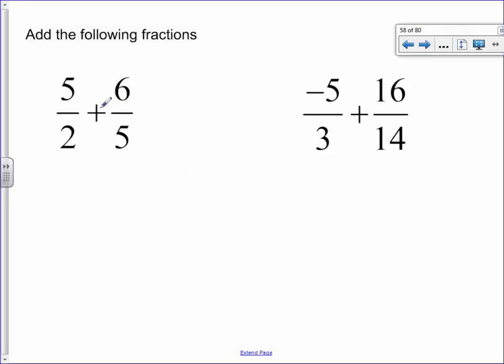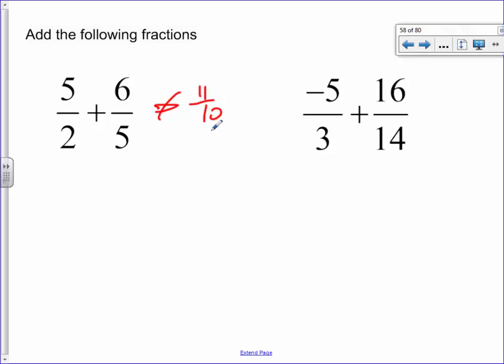Okay, to add these fractions, first let me show you what you cannot do. The correct answer is not 11 over 10. You can't take 5 over 2, add 6 over 5 and say, hey, 5 and 6 is 11, 2 and 5 is, ooh, hang on here, 7. That's not the right answer. You just don't add the 2 of them together.